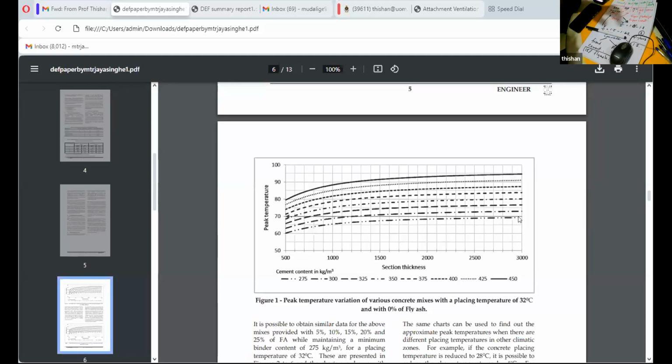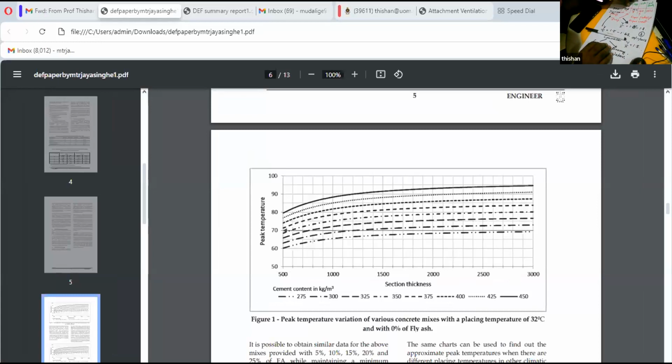Why? Because if you use more cement, you might get delayed Ettringite formation. So as a design engineer, now you have to take a decision. You have decided to use grade 30 concrete, 30 megapascal cube strength, and the maximum cement you can use is 270. Anything above, you are going to get a temperature above 70. Can you understand that, Bashita? Yes, understood. Okay.